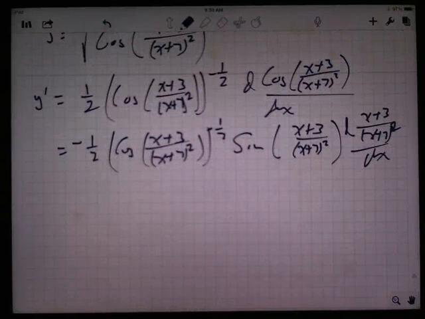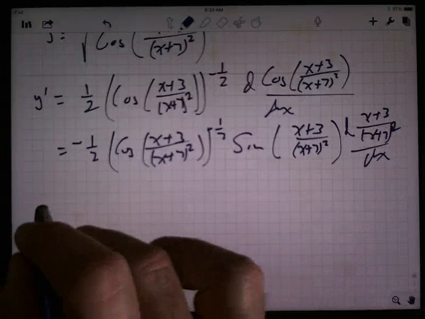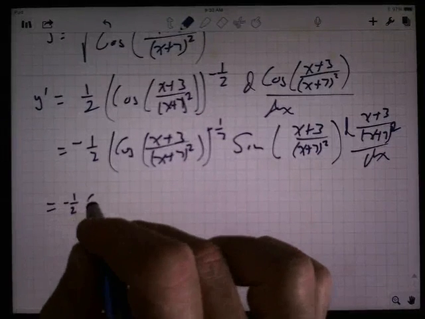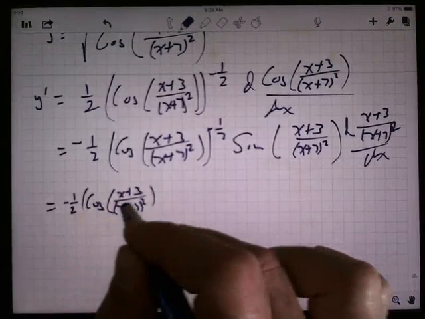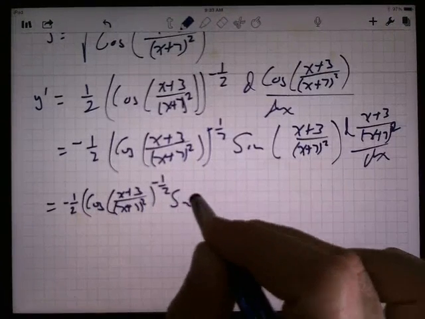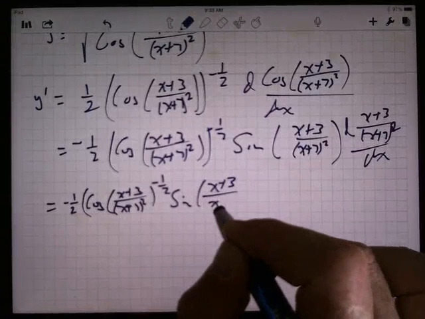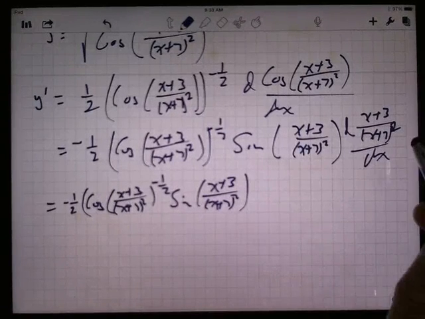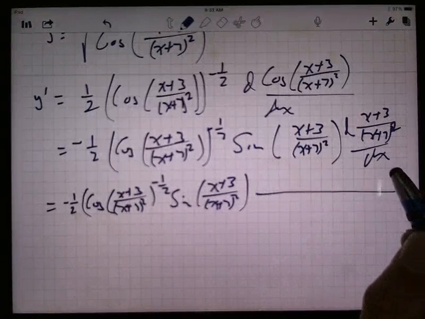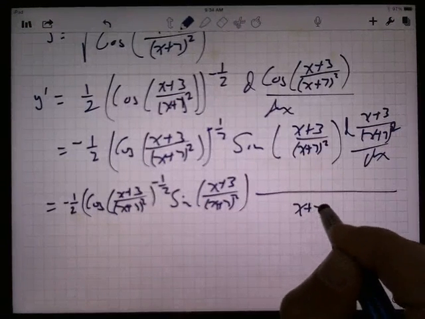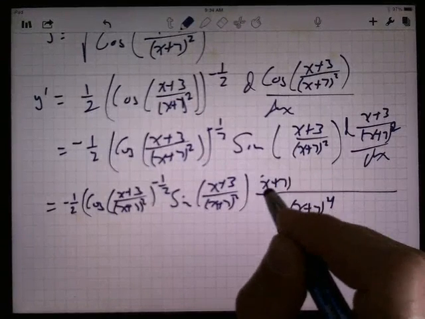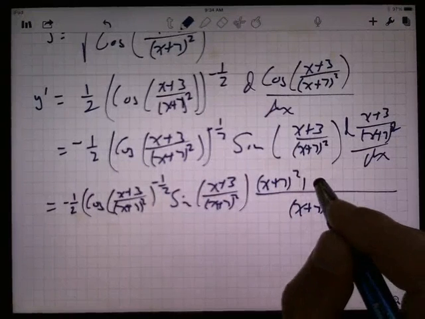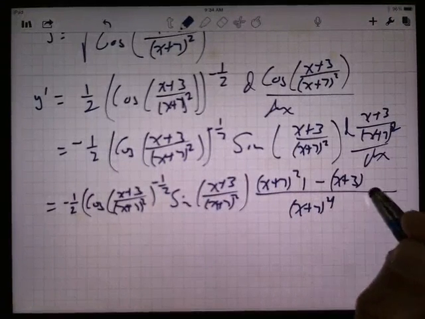Well, I have to look at that and say, what kind of function is that I'm taking a derivative of? Well, that's a quotient. So I've got minus 1/2 cosine of (x plus 3) over (x plus 7) squared, that thing to the minus 1/2 power, times the sine of (x plus 3) over (x plus 7) squared, times the derivative of this quotient. Well, this quotient, I've got an x plus 7 to the 4th power now, and then an (x plus 7) squared times the derivative of the top, which is just 1, minus the top times the derivative of the bottom.